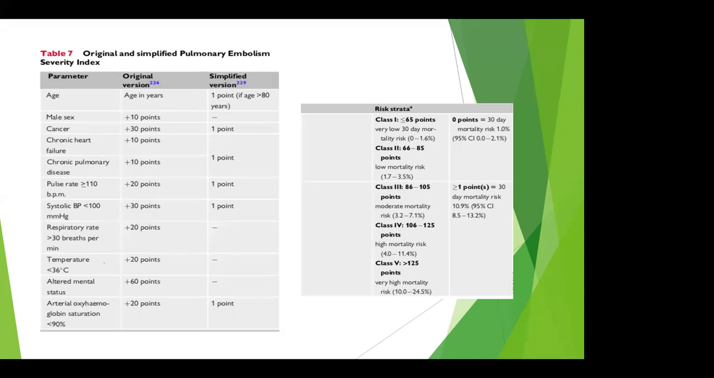And based on your points, if you look on the right, you classify the patients into class 1 to class 5 if you're using the PASI score, or 0 or more than 1 point for the simplified PASI score. Now, essentially what this score does is it tells you the mortality risk at 1 month, at 30 days. So in the very simplest sense, a patient with class 1 PASI has a mortality of less than 2%, 0 to 1.6%. And patients with class 5 of a PASI score has a very high mortality exceeding 10%.